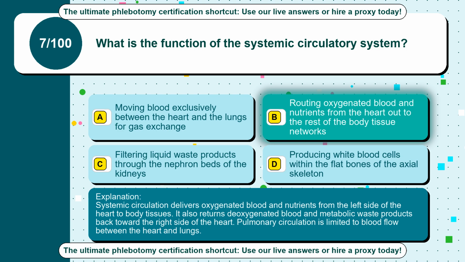It also returns deoxygenated blood and metabolic waste products back toward the right side of the heart. Pulmonary circulation is limited to blood flow between the heart and lungs.